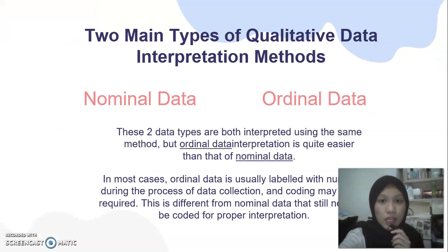And qualitative data has two main types. First is nominal data, and the second is ordinal data. These two data types are both interpreted using the same method. But for ordinal data, interpretation is quite easier than nominal data. In most cases, ordinal data is usually labeled with numbers during the process of data collection, and coding may not be required. This is different from nominal data that still needs to be coded for proper interpretation.